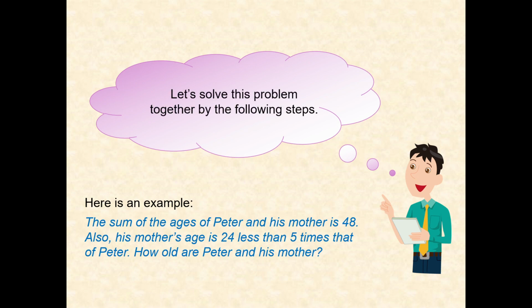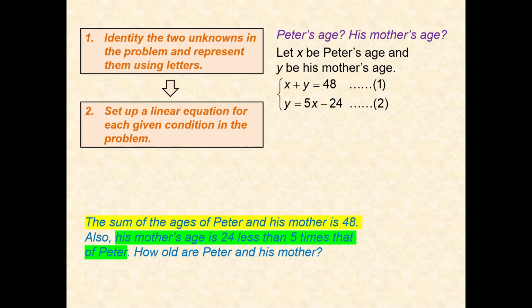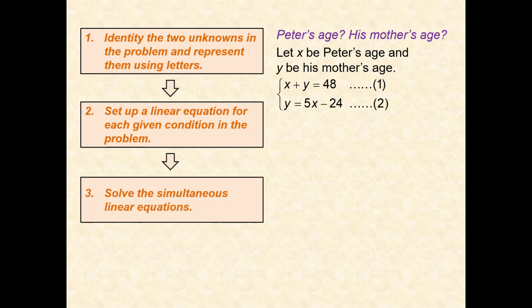Example 1, we look at Peter and his mother's age. So last time we set up the 2 equations. And now let's move on to step 3. We are going to solve the simultaneous linear equations. In this question, which approach are we going to take? Substitution or elimination? I suggest we try the substitution because now we have the value of y already.